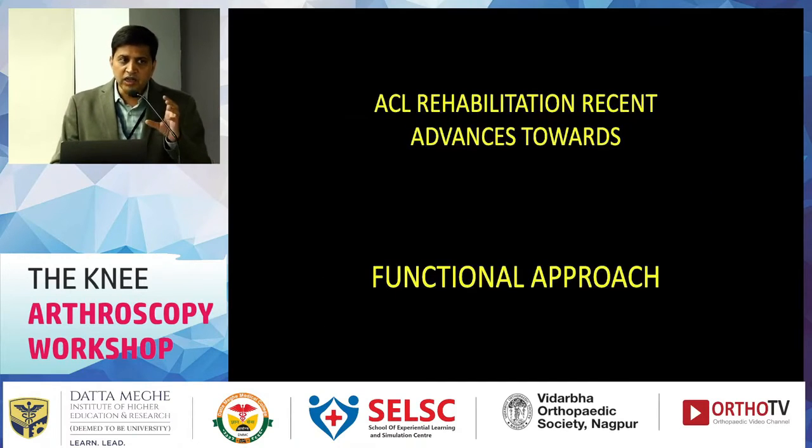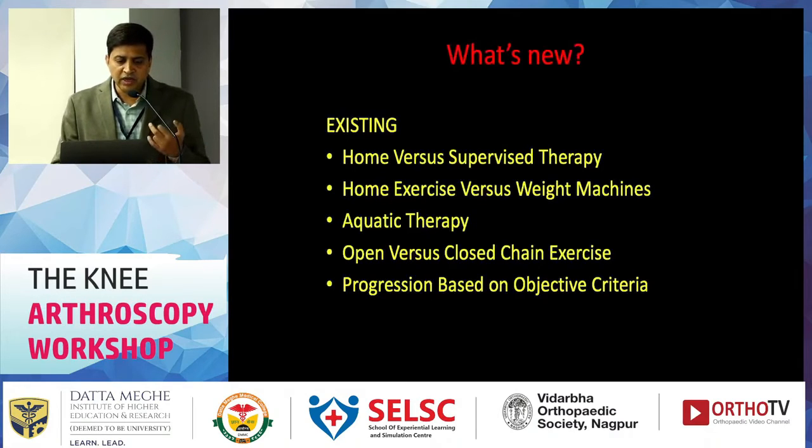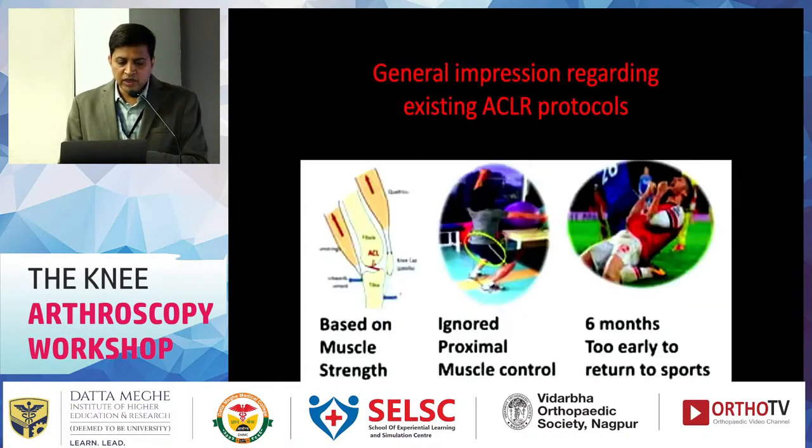Additionally, nowadays they have come up with the functional approach. More recently, rather than a home program, it should be supervised therapy. You can certainly use the other machines and aquatic therapy. You can go for open and closed chain, depending on various criteria. Don't judge only the muscle strain, quadriceps, hamstring. It is a holistic combined approach.